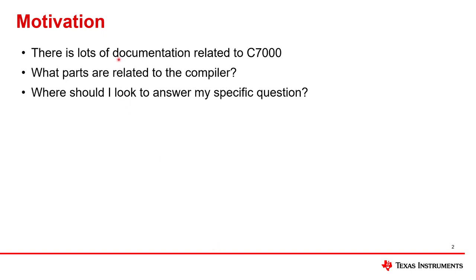There's lots of documentation related to C7000. It's easy to feel overwhelmed and feel like you're trying to get a sip of water from a fire hose. This video will help you understand, well, what parts of that documentation are related to the compiler? And then where in the manuals that are related to the compiler should I look to answer the specific question I have on my mind right now?